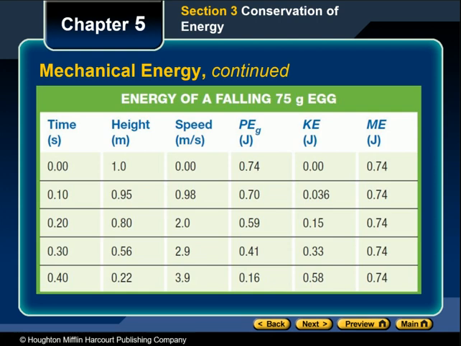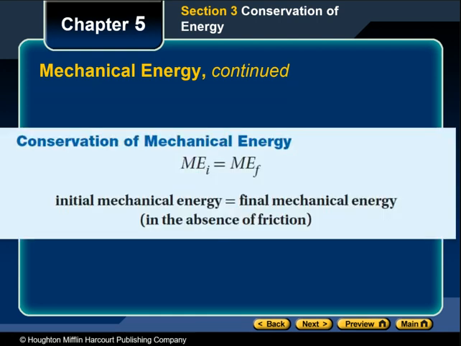Although the amount of mechanical energy is constant, mechanical energy itself can change form. For instance, consider the forms of energy for the falling egg as shown in figure 3.4 on the screen here. As the egg falls, the potential energy is continuously converted into kinetic energy. If the egg were thrown up in the air, kinetic energy would be converted into gravitational potential energy. In either case, mechanical energy is conserved.